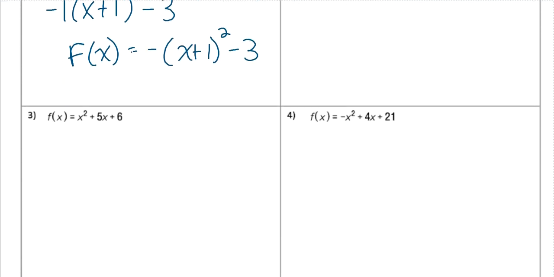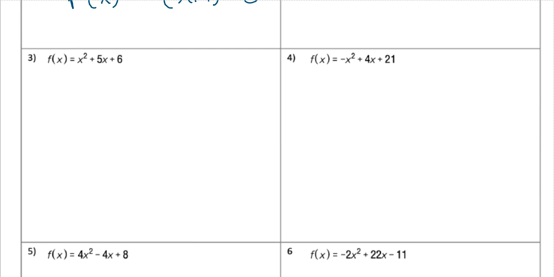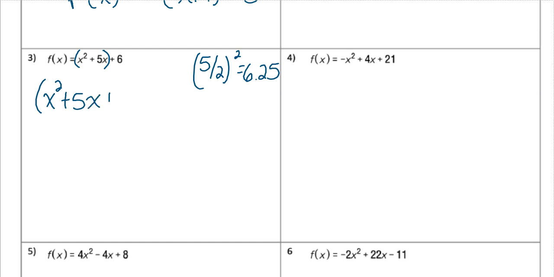Okay, we're going to jump now in the interest of time to number 3. Looking at number 3 here, I have no a value, so I'm still going to group those together. But when I group those together, I just need to add the b over 2 squared. So b over 2 squared in this case would be 5 over 2 squared, which is 6.25. So I am going to take that and I am going to add it inside the parentheses. And then I'm going to remember to subtract it outside the parentheses also.